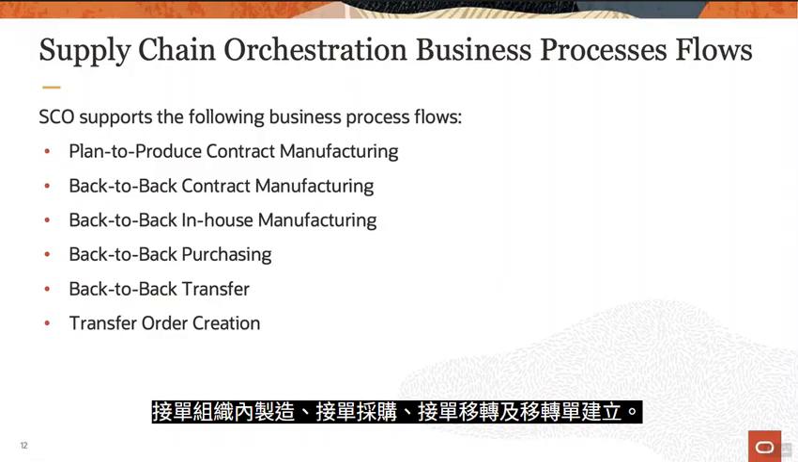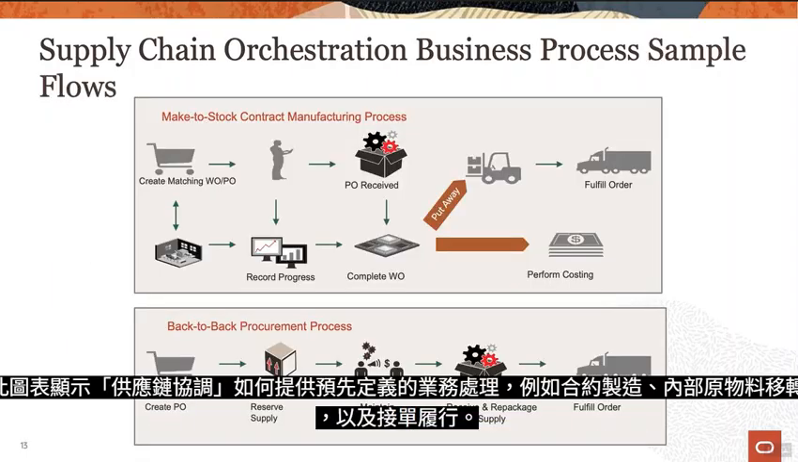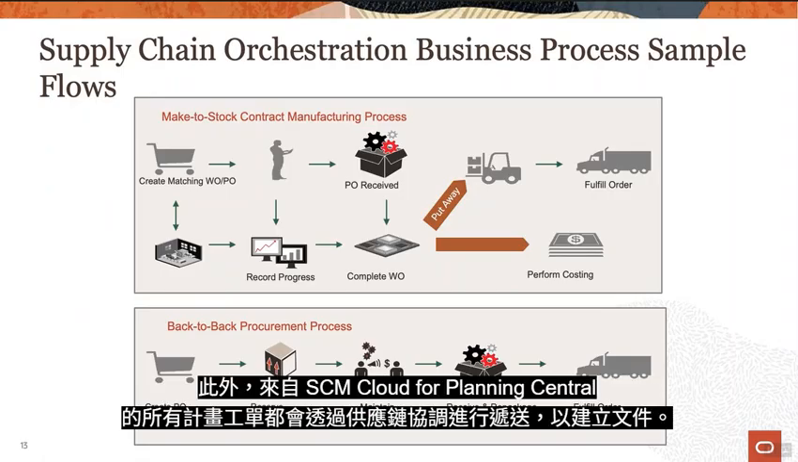This diagram shows how supply chain orchestration provides predefined business processes such as contract manufacturing, internal material transfer, and back-to-back fulfillment. In addition, all planned orders for the SCM cloud from Planning Central are routed through supply chain orchestration for document creation. First, the make-to-stock contract manufacturing process.